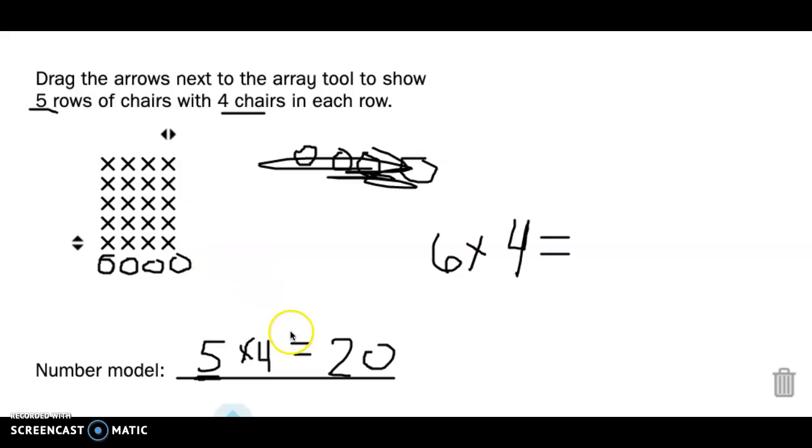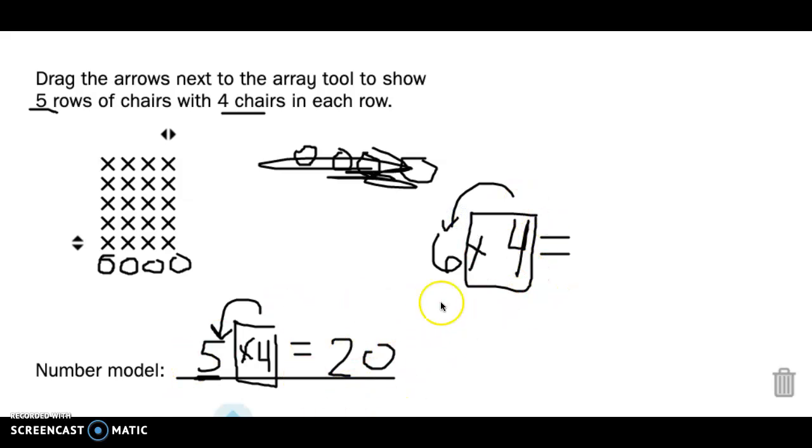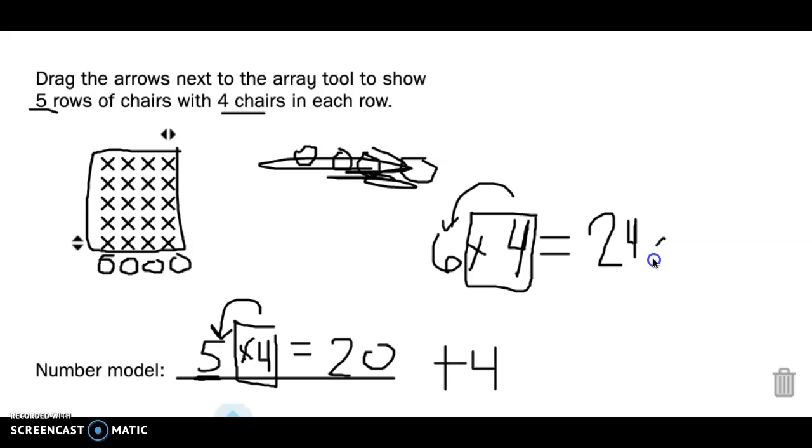Well, this is like saying I am counting by 4 5 times. And now this is saying I'm counting by 4s 6 times. That means I need to count 4 1 more time. If I add 1 more 4, right, this total was 20. And I added another row, or 4, that means my new answer, my new number of chairs would be 24 chairs.